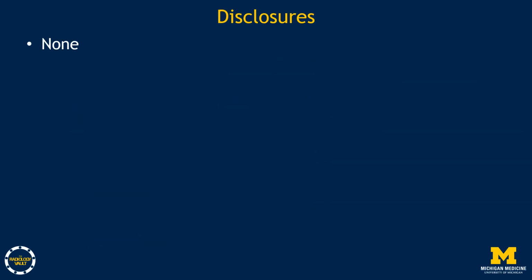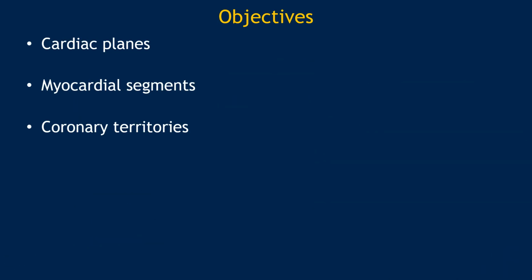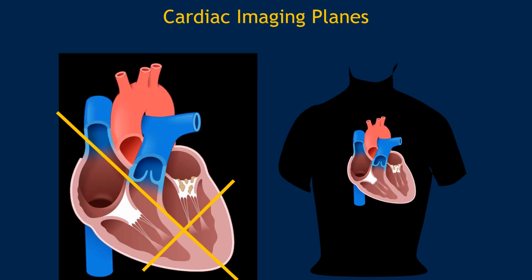I have no disclosures. In this short presentation, I'll discuss cardiac planes, myocardial segments, and various coronary artery territories. The reason we are talking about this today is because the heart sits in the chest in a way that it's not amenable to our standard axial, sagittal, or coronal imaging.